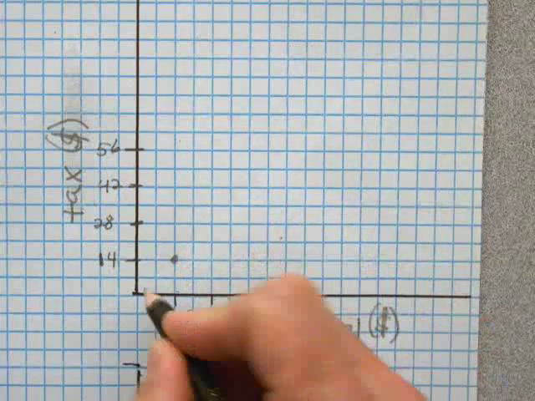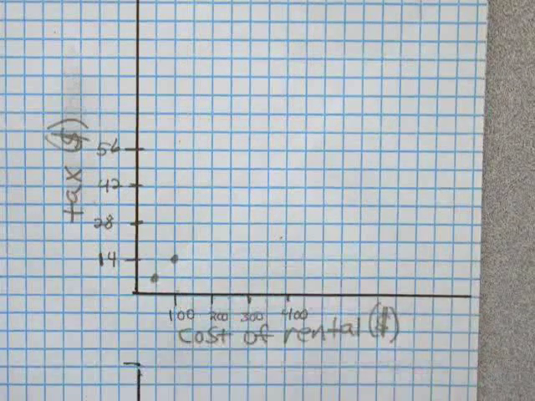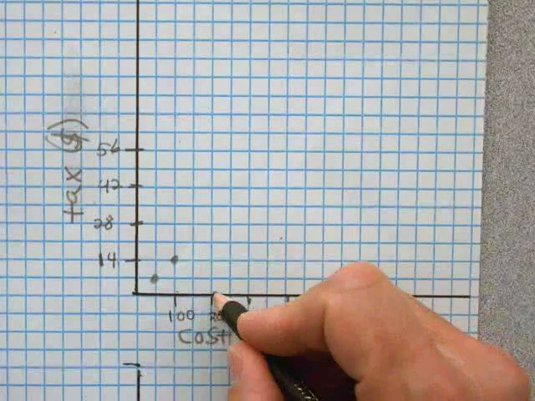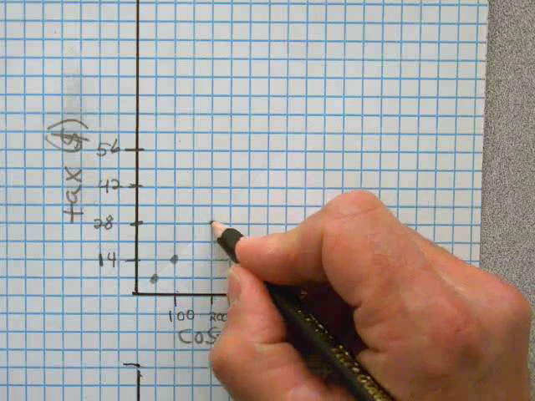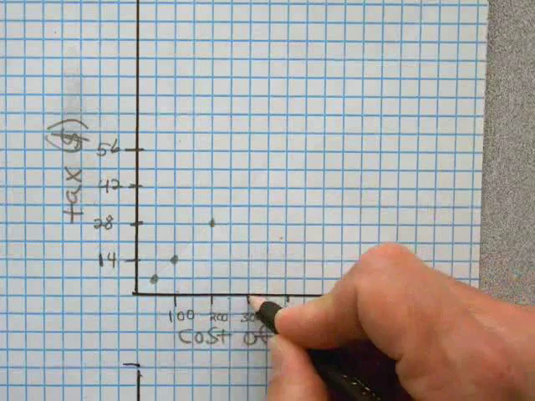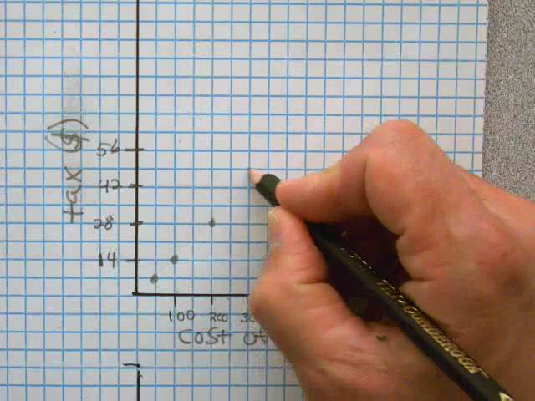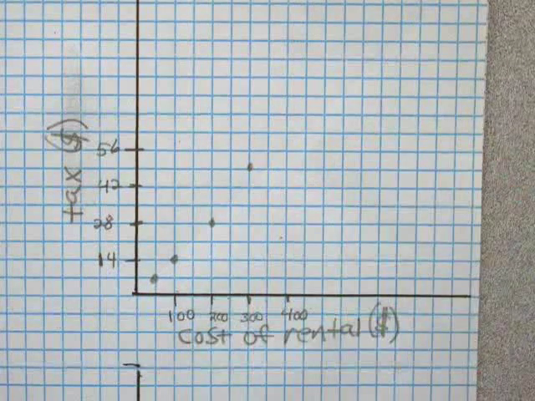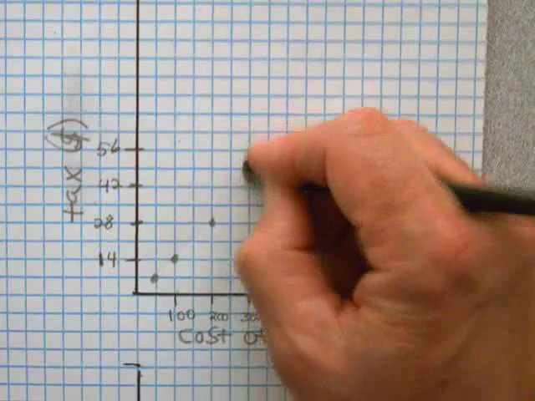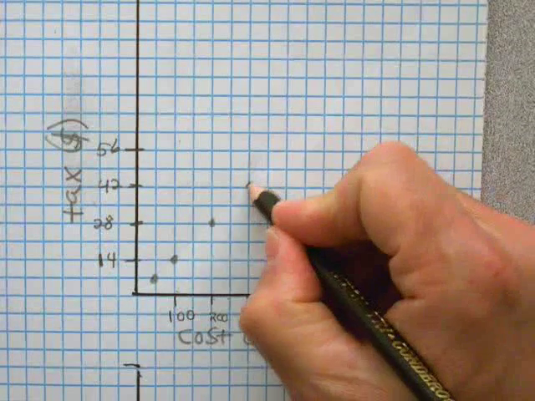If it was on $50, this point, it would be $7. Clearly on $200, it should be $28. And on $300, it would be $42. And looks like I actually got that one wrong. That's why you always want to work in pencil with graphs.